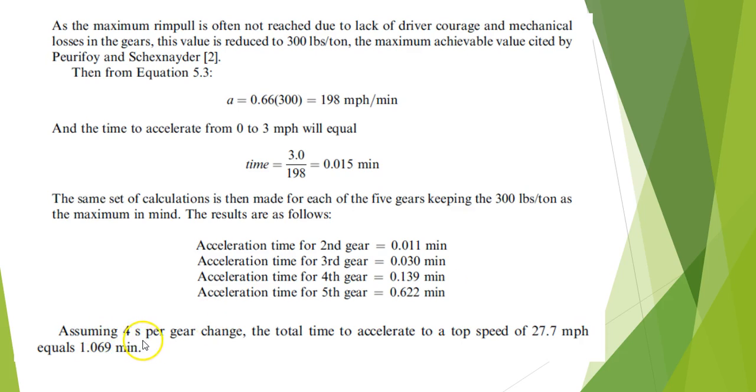So if you assume there's 4 seconds per gear change, and what that usually involves is pushing in a clutch and moving the gear shifter around and then letting the clutch out, and that happens 4 seconds every time you change gears between 1 and 2, 2 and 3, 3 and 4, or 4 and 5. You'll find that the total time to accelerate to the top speed of 27.7 miles per hour, remember that's the top speed for that 5th gear, is about 1.069 minutes.